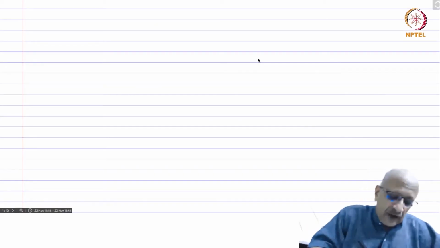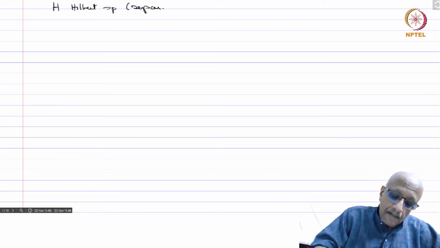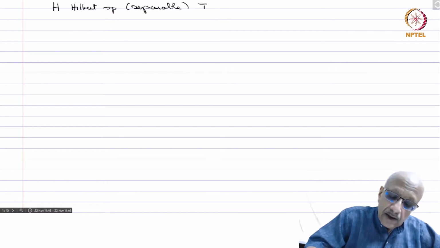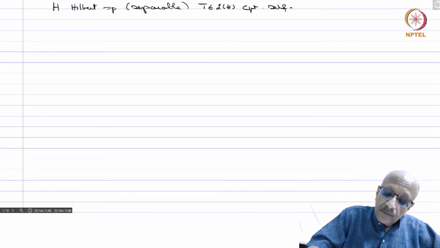So we will now give a variational characterization of the eigenvalues and eigenvectors for a compact self-adjoint operator. Let H be a Hilbert space, which is separable, and T in L(H), compact and self-adjoint. So you have an orthonormal basis of eigenvectors.